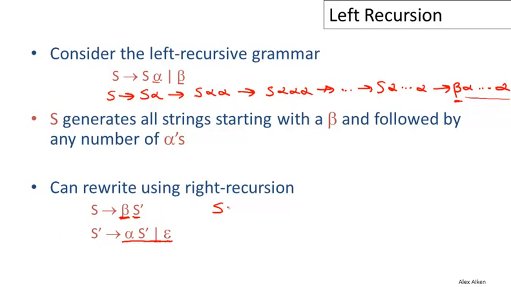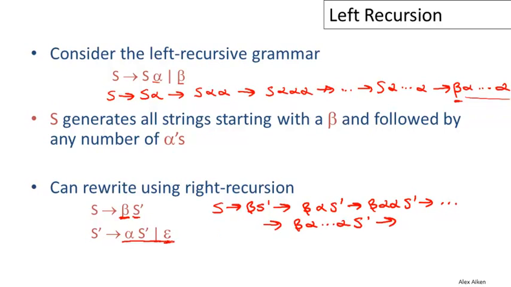example derivation here, we'll have S goes to beta S prime, which goes to, now using the rules for S prime, beta alpha S prime, goes to beta alpha alpha S prime, and after any number of rewrites, we get beta followed by some sequence of alphas followed by S prime. And then in one more step, we use the epsilon rule here, and we wind up with beta followed by some number of alphas. And so you can see it generates exactly the same string as the first grammar, but it does so in a right recursive way instead of a left recursive way.